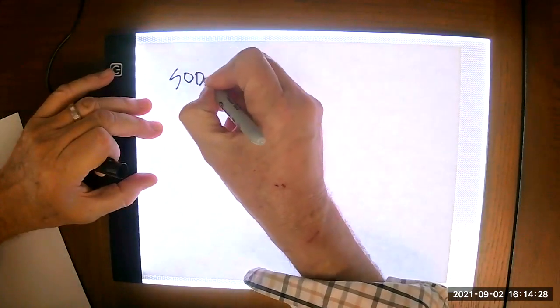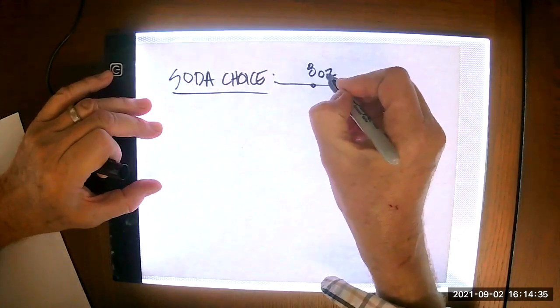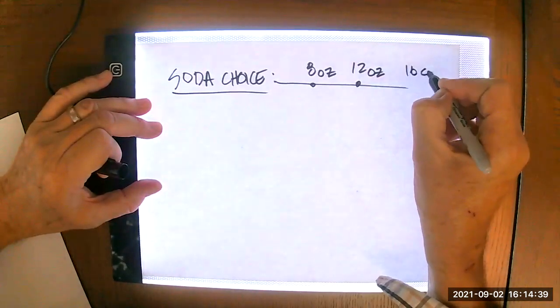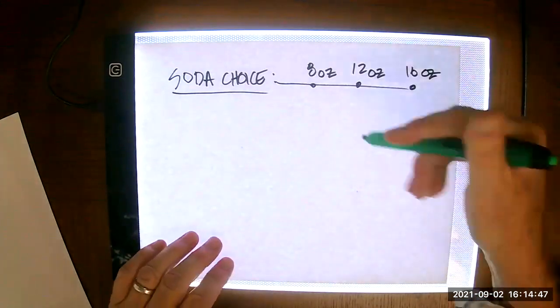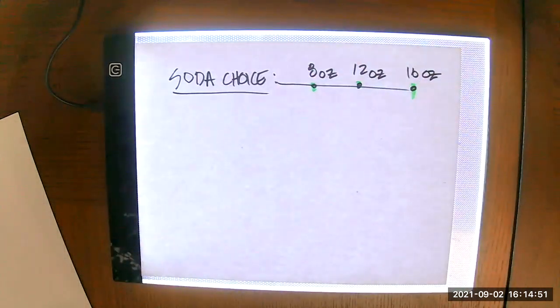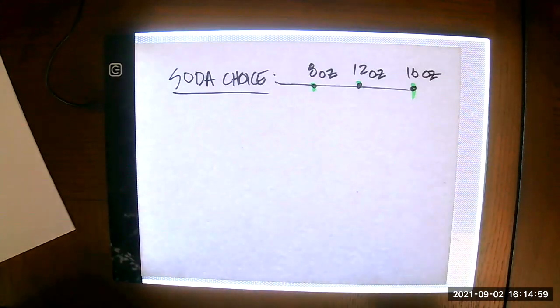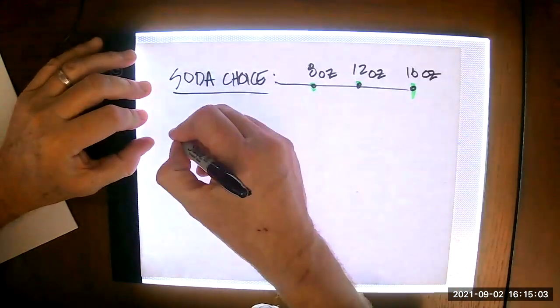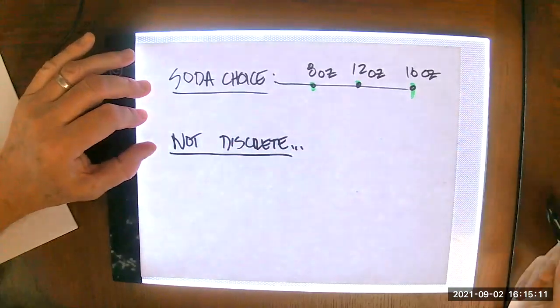Let me give you another example of discrete. Soda choice. You could choose an 8-ounce, a 12-ounce, or a 16-ounce soda. If you go to Burger King or McDonald's or someplace like that, you have a finite number of choices. Now, that is discrete. Let me give you an example of something that is not discrete. Here's something that's not discrete.